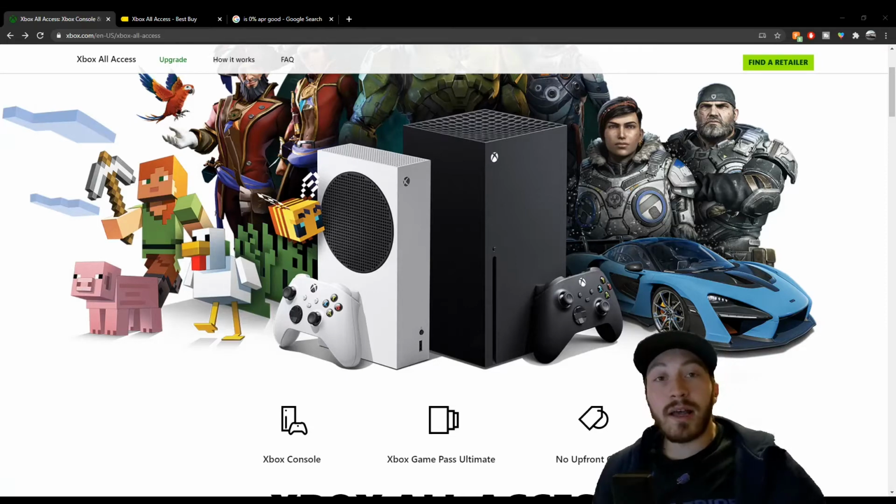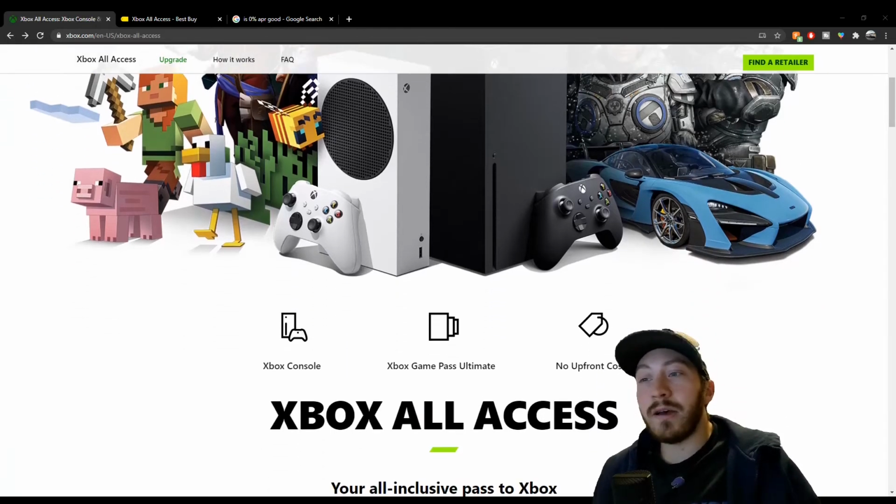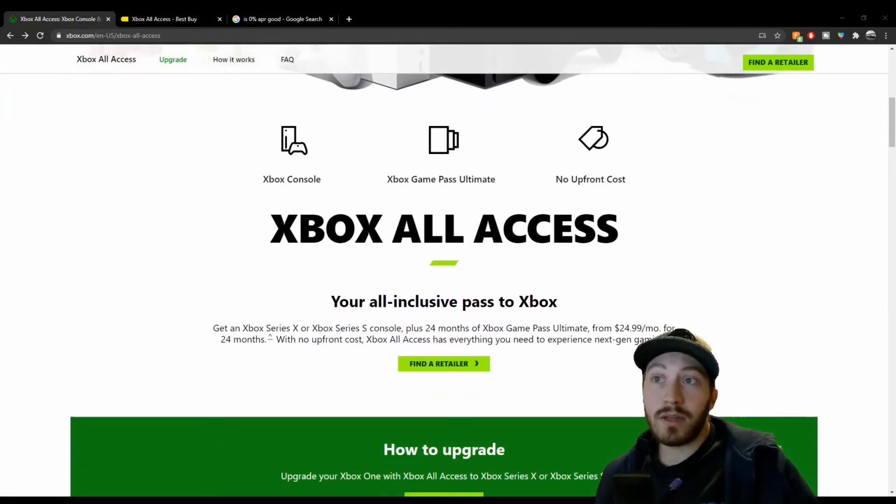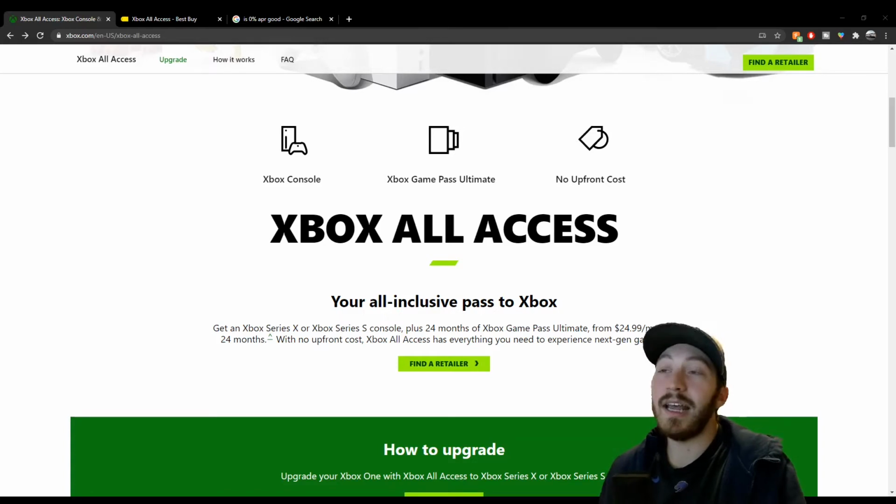Well, we got Xbox All Access. Now, technically, this isn't new. They did this last generation with the Xbox One X and the One S. But now they're kind of marketing it a little bit more, and I want to get it out there because I think this is a pretty big deal and allows a lot of people into the Xbox ecosystem.